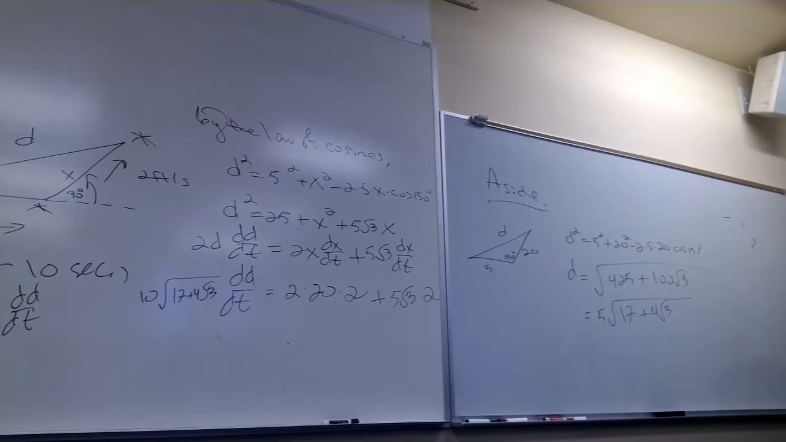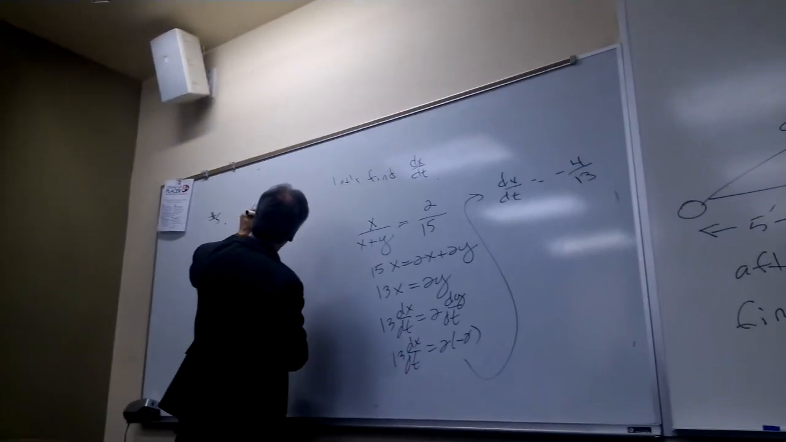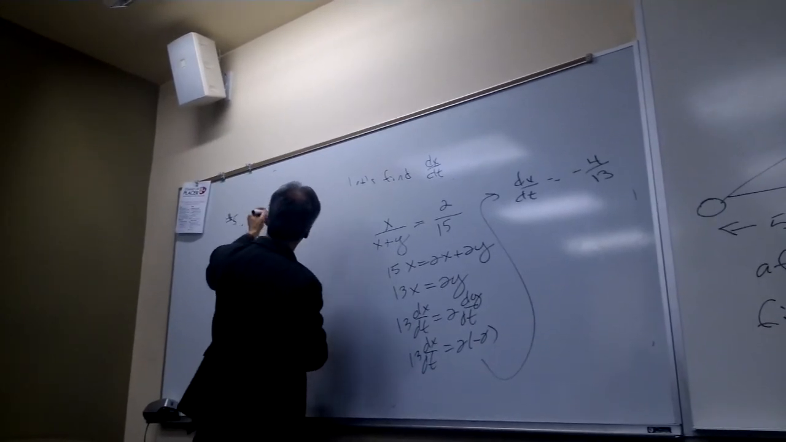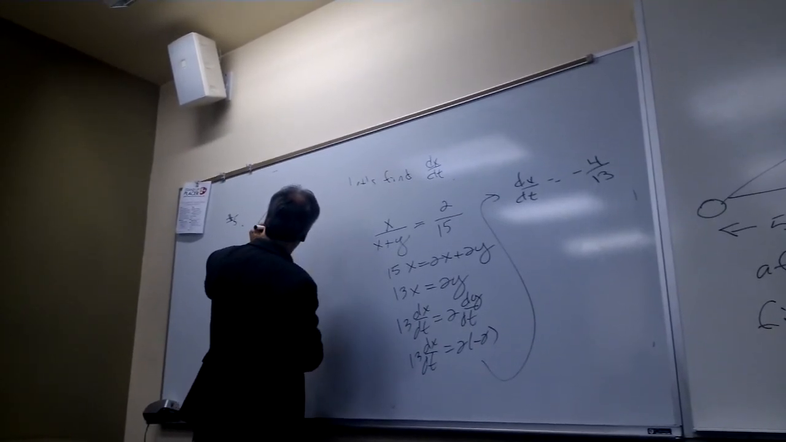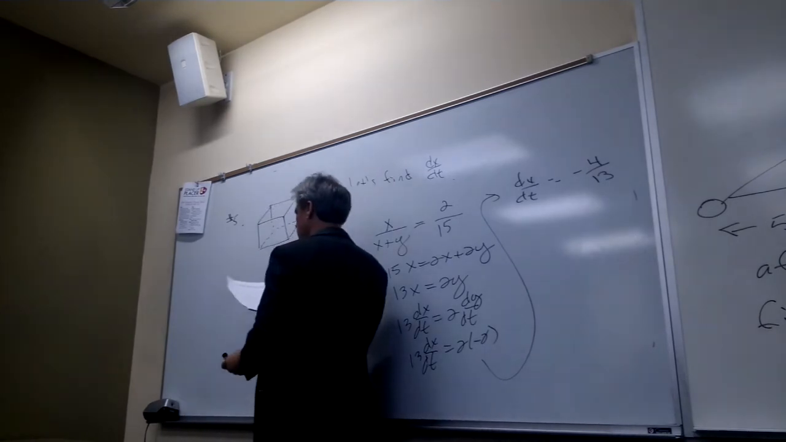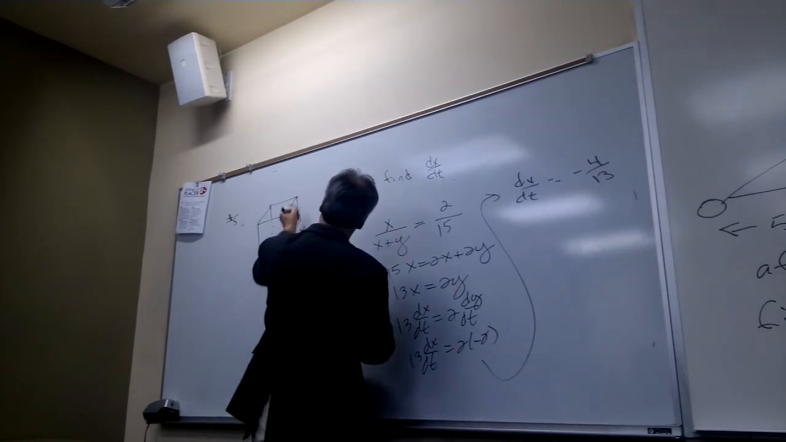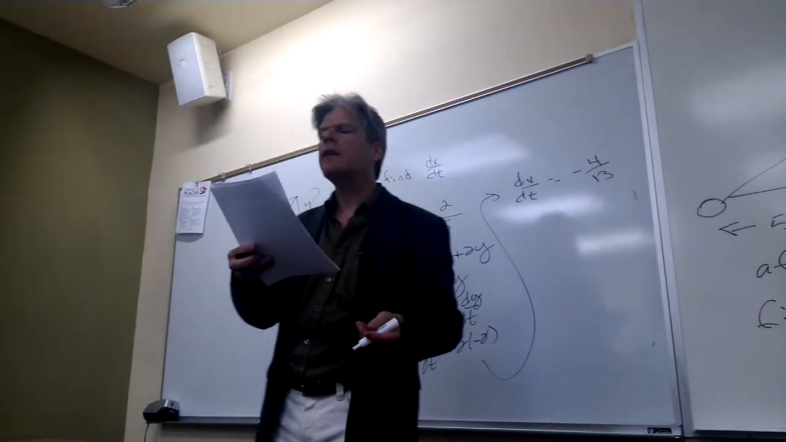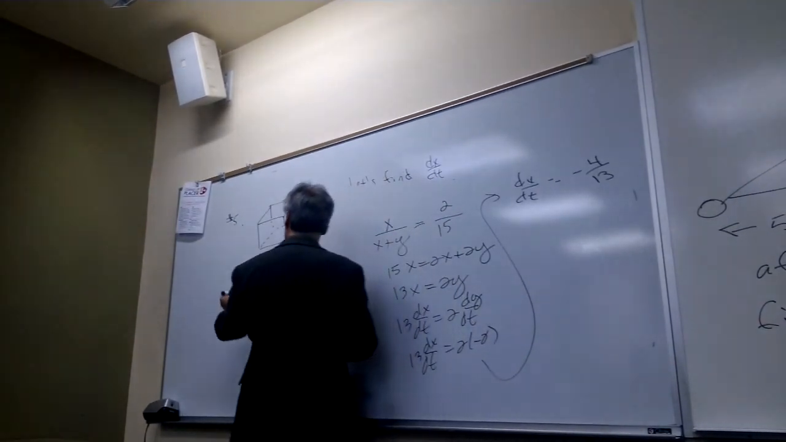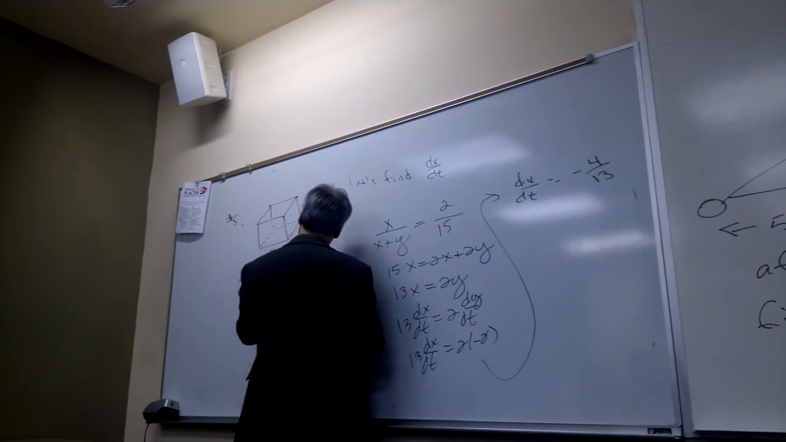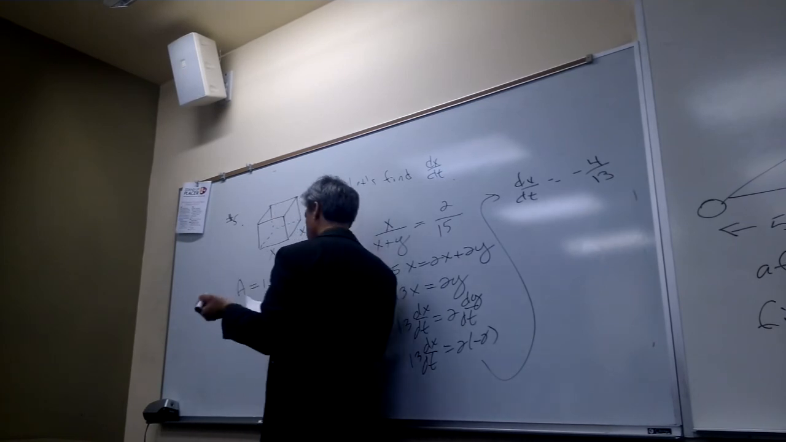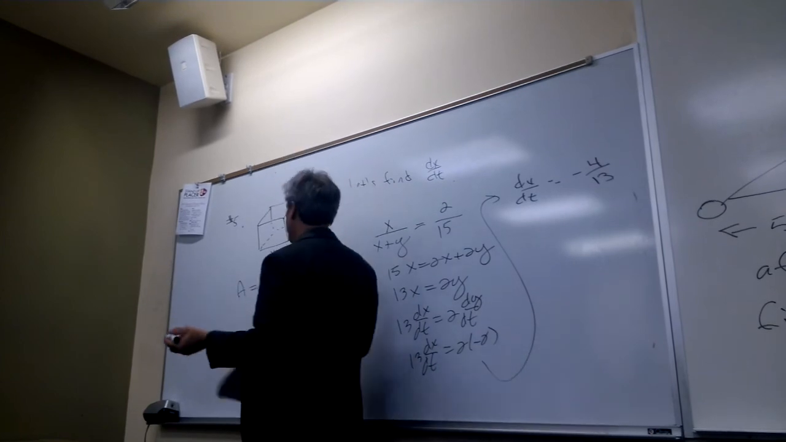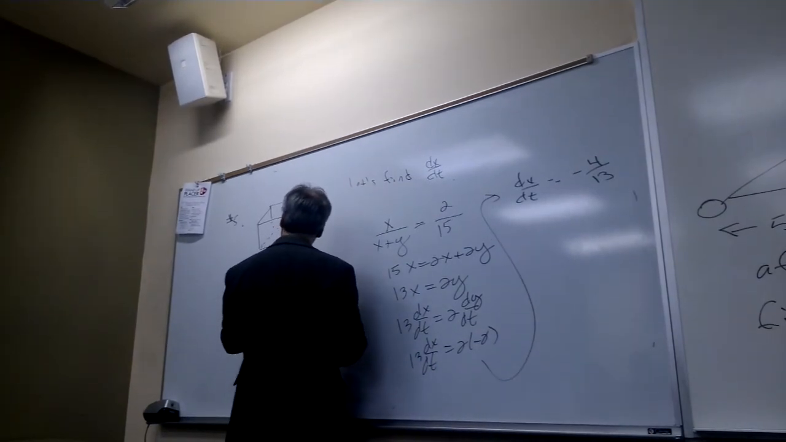So, back to number 5. I've got an open box. I'm sorry, I missed. I meant to say, I've got a box with an open top in a square base. Its surface area is fixed at 100 square inches. And I want to determine the dimensions that will maximize the volume.